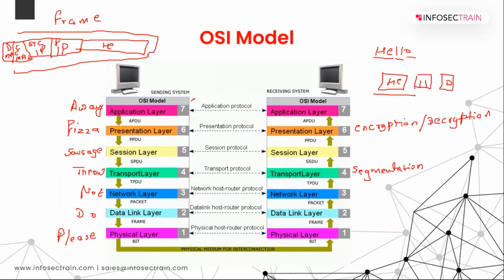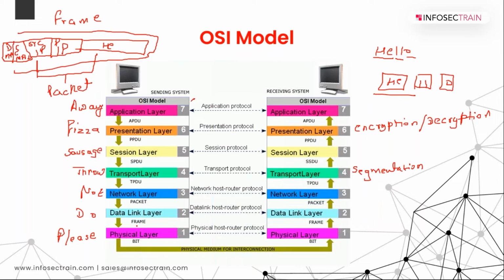When the source MAC address and destination MAC address were not added, it was only the source IP, the destination IP, and the data. It will be called a packet, right? Then the data from the data link layer is transferred to the physical layer. So what happens in the physical layer?